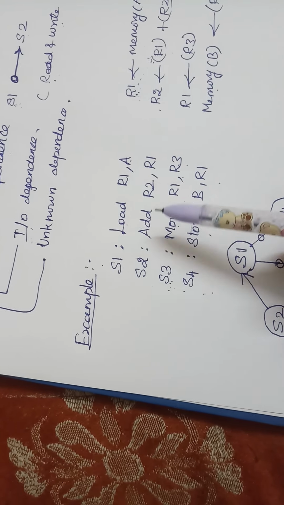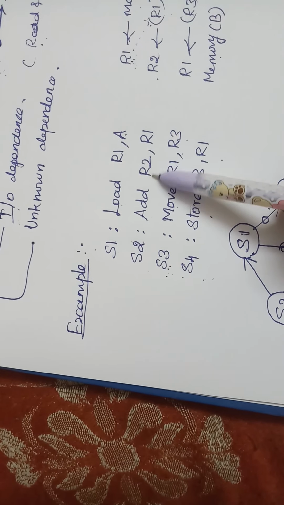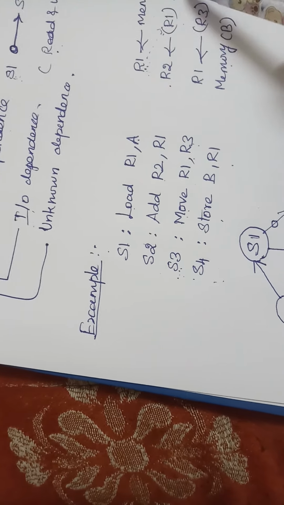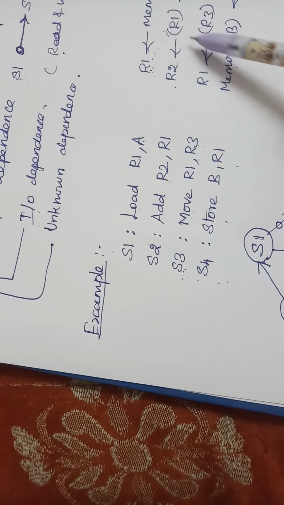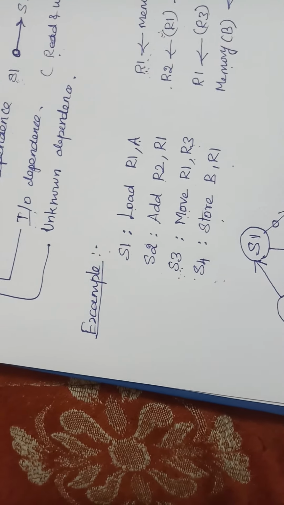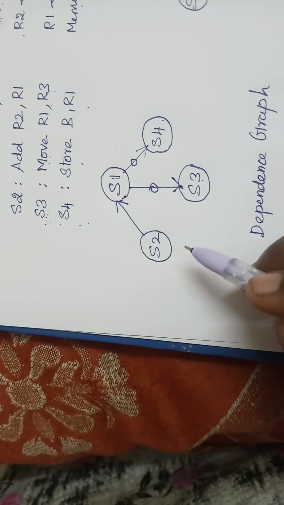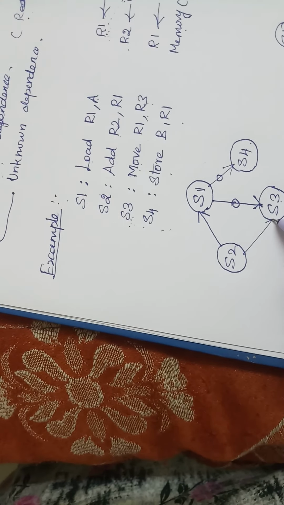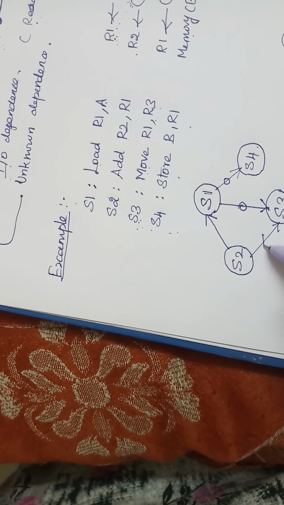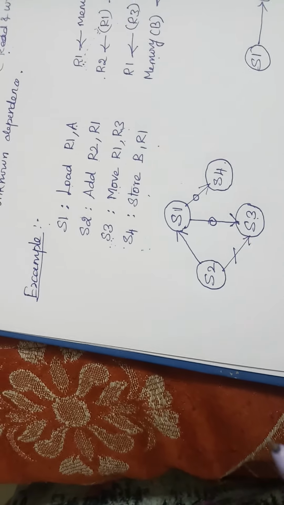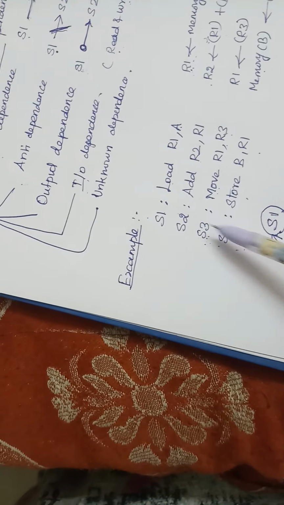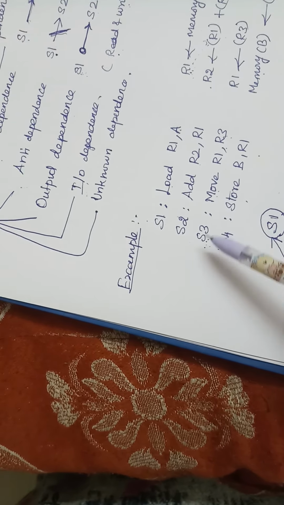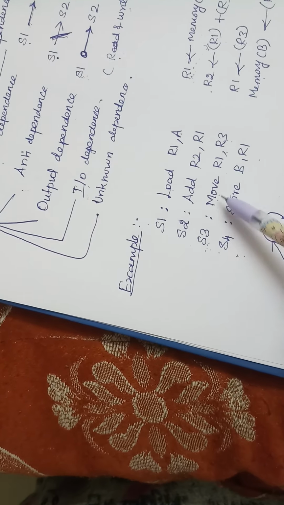S2 and S3 are add R2, R1 and move R1, R3. So here there is no relation between these two statements in terms of overlapping, but we can write that these two have anti-dependence. Then S2 and S4 also don't have any relation, so we can leave it. Then S3 and S4, move and store.